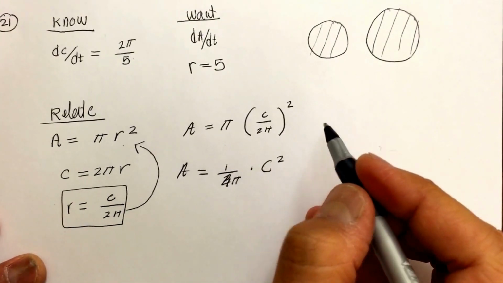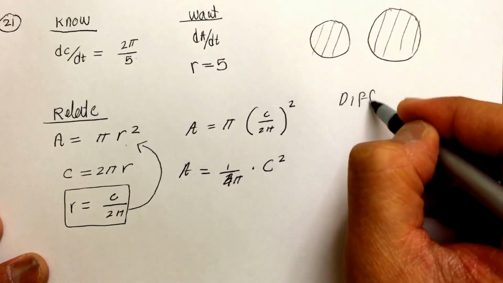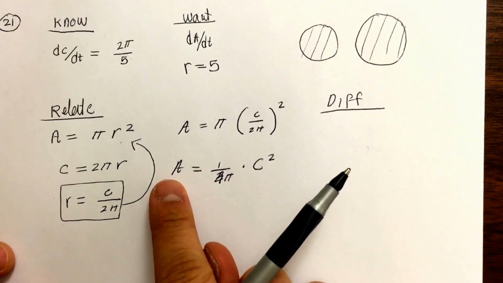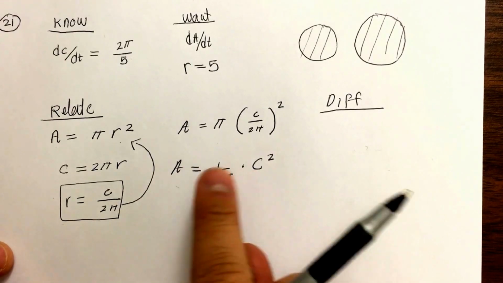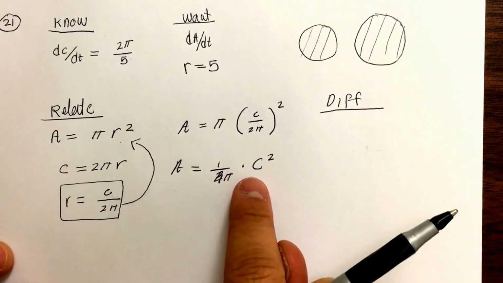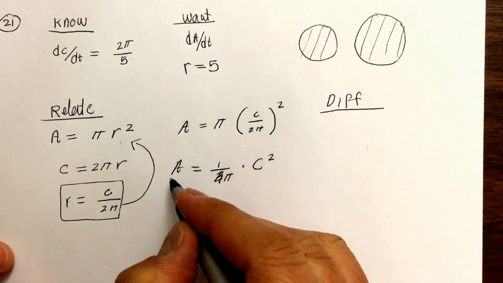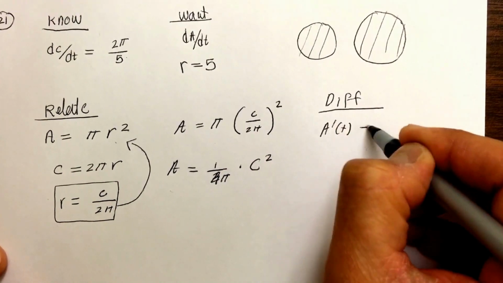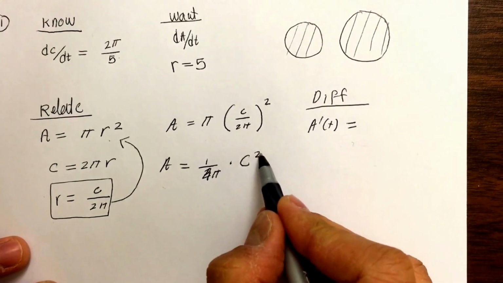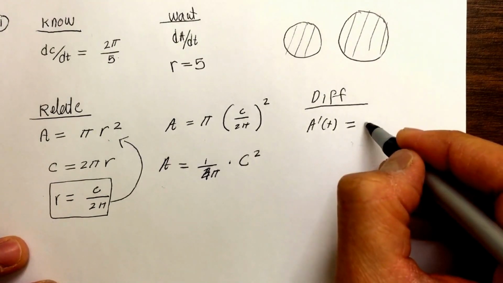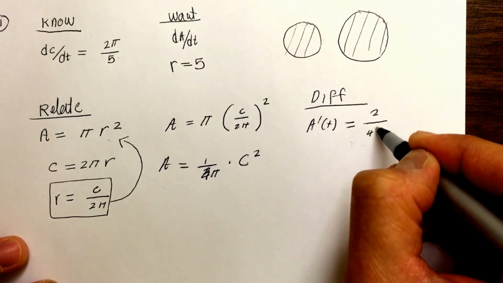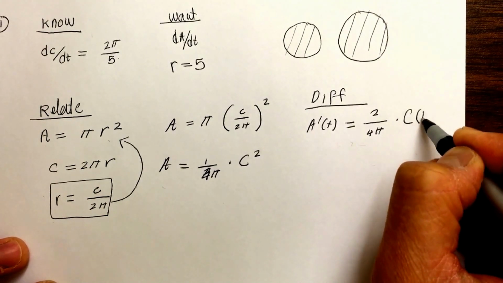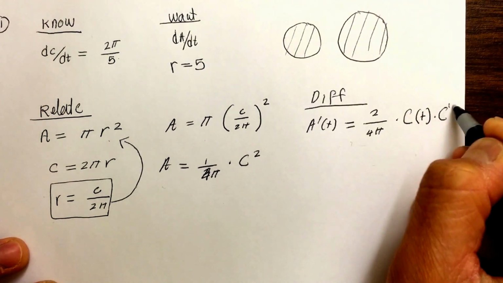Okay. Now we differentiate. Remember that area increases, and so will circumference, and therefore they are both functions of time. So the derivative of the left side, we call it a prime. The derivative of the right side, we bring this down first, and that gives us 2 over 4 pi times c prime.